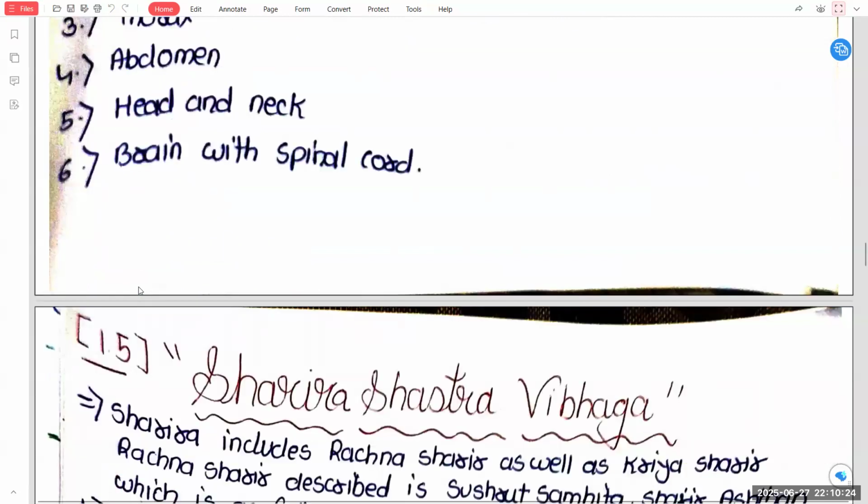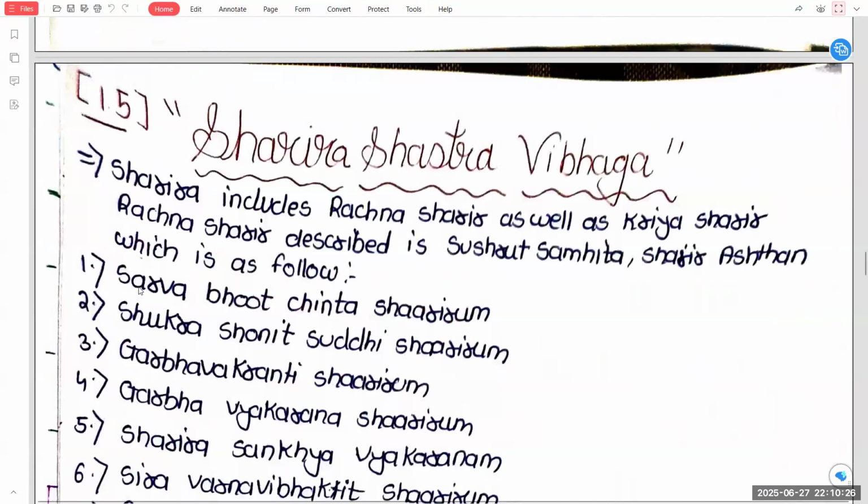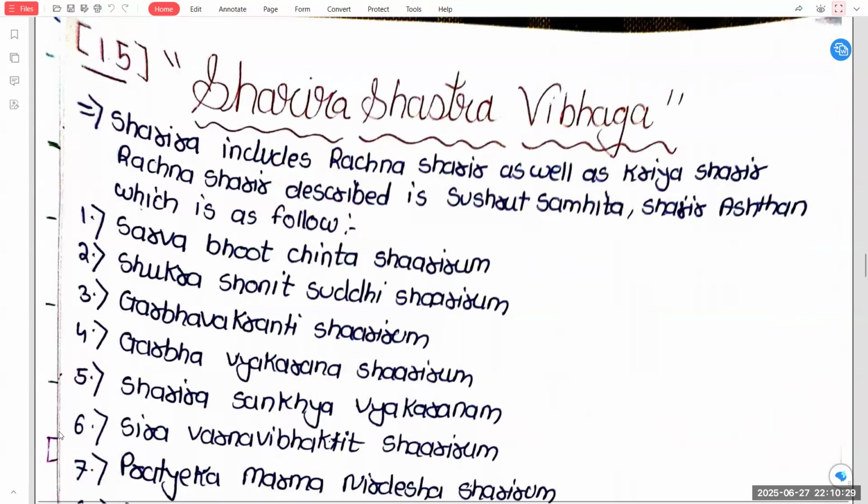Next topic is Sharir Shastra Vibhag. Basically, in this topic, we will see the names of the chapters of Sharirsthan in the Shushruta, because among the Sharirsthans, the Shushruta Sharirsthan is the best one. So we are going to see the overview. Sharir includes Rachana Sharir as well as Kriya Sharir. Rachana Sharir is described in Shushruta Samhita, Sharir Sthan, which is as follows.